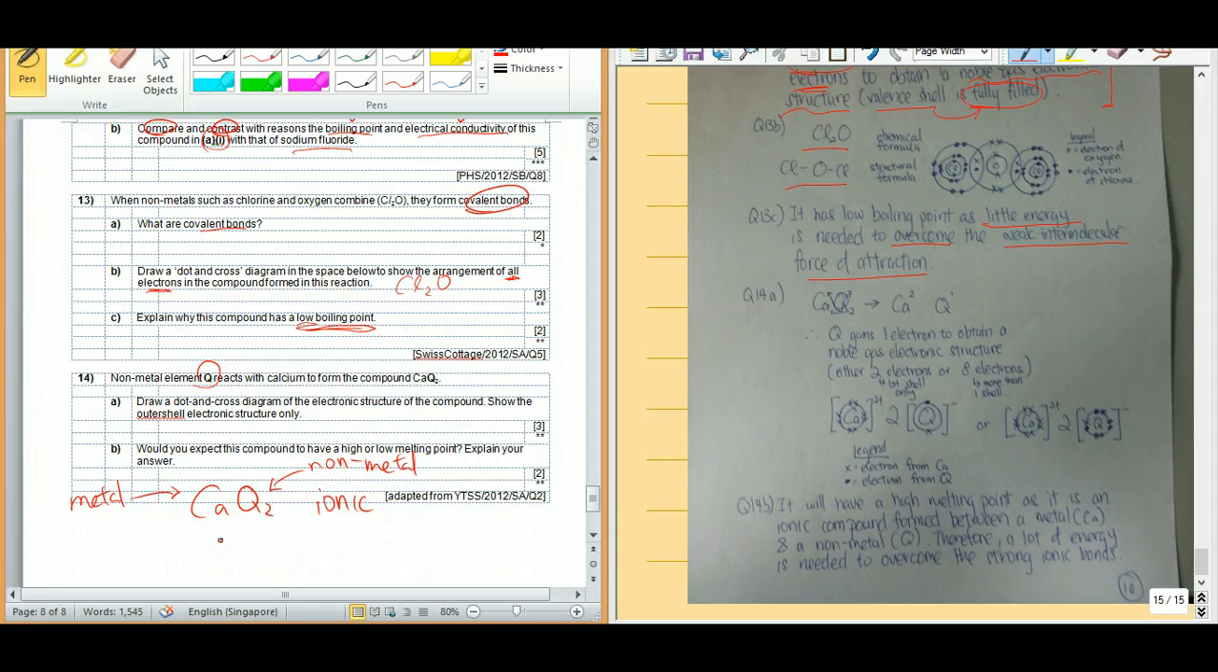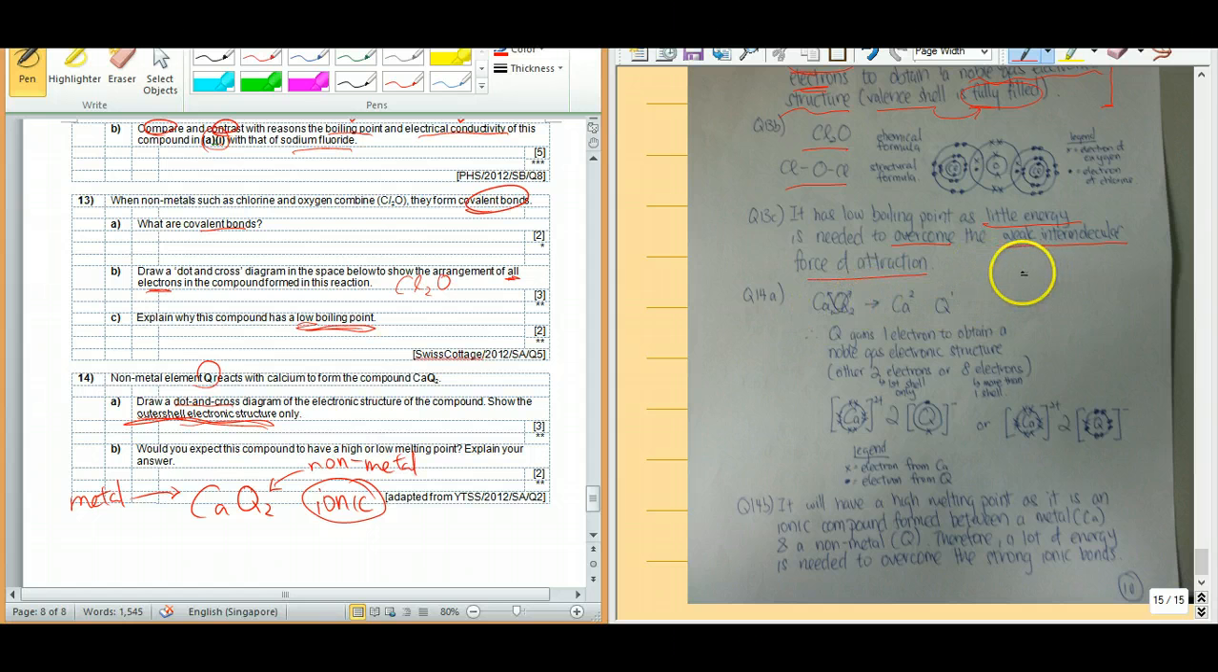So first up, once you found out it's ionic, they tell you to draw the dot and cross, so you must draw the dot and cross for ionic. They ask you to show the outer shell electronic structure only. So first up, let's do a bit of crisscross. What is it for? I need to know what is the special number for Q.